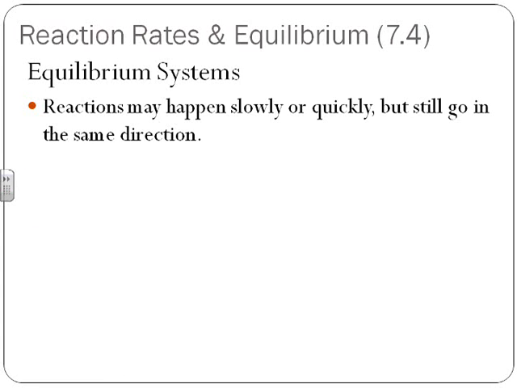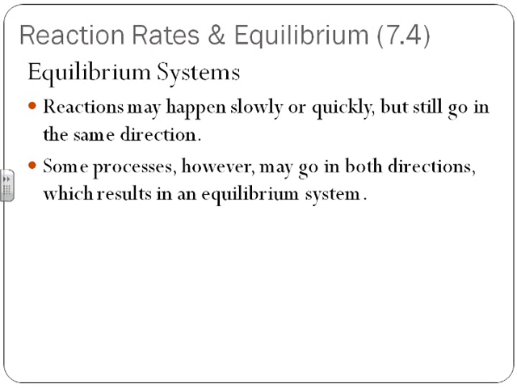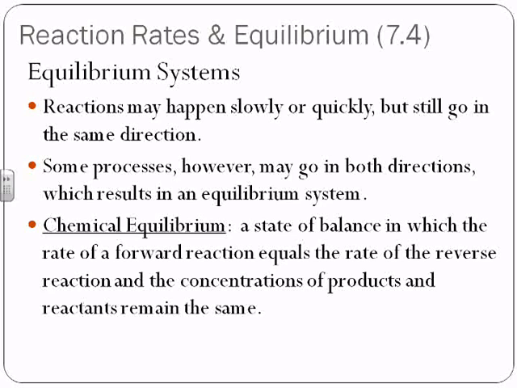Now, one last thing we need to talk about is equilibrium. Reactions may happen slowly or quickly, but still go in the same direction. Some processes, however, can go in both directions. So instead of having an arrow going from the left to the right, you're going to have an arrow going to the right, but also an arrow coming back to the left, because it means that that system is in equilibrium and the reaction is going forward and backward. Make sure you know the definition of chemical equilibrium. It's just a state of balance, and it means that the speed of the forward chemical reaction equals the speed of the reverse chemical reaction.